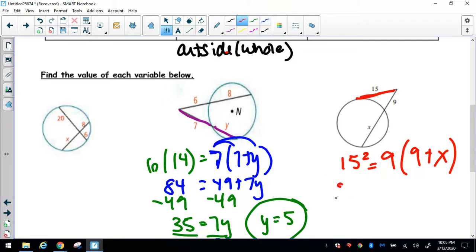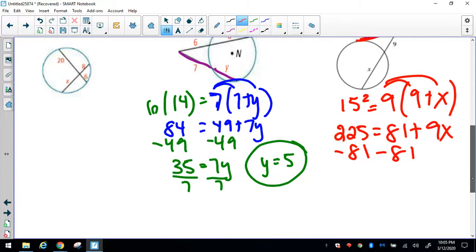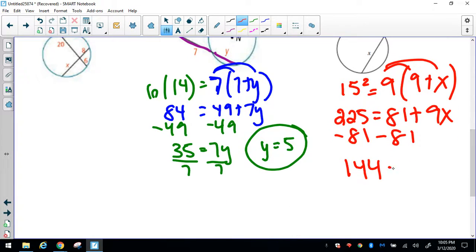And then let's see, 15 squared is 225. So we've got 225 equals, and then we're going to distribute. 9 times 9 is 81, plus 9 times x is 9x. And so we're going to subtract 81 from both sides. So in your calculator, do 225 minus 81, which is 144. So we've got 144 equals 9x. And then the last step would be to divide by 9.